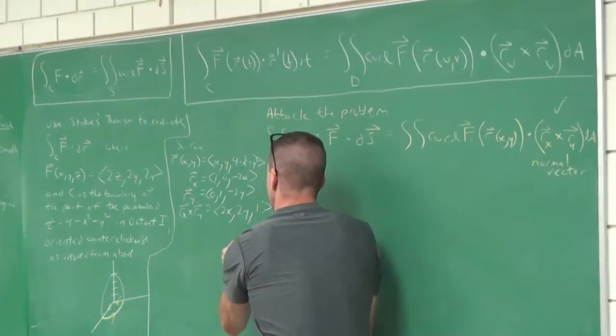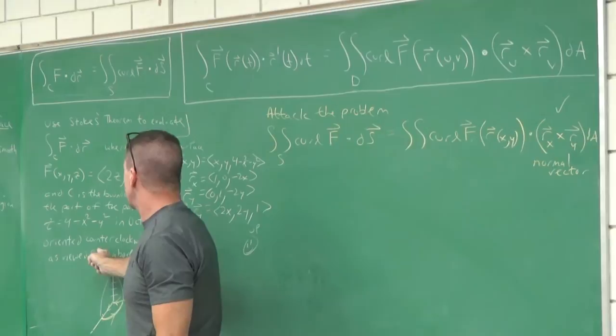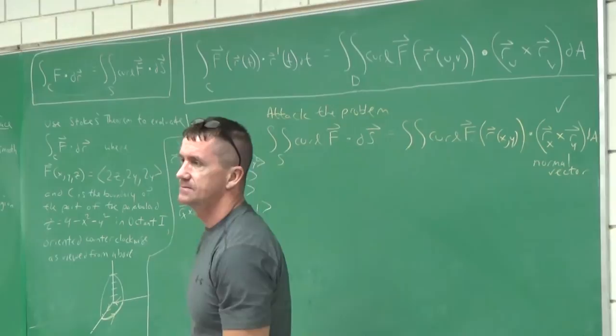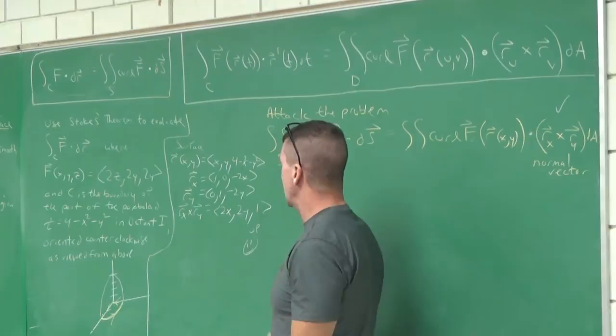What if they said we're going clockwise? I would have just changed all these to negatives. That's all you would have done. It really just makes the final answer negative, the opposite of what we had. So we're going to keep that. All right, that goes here.